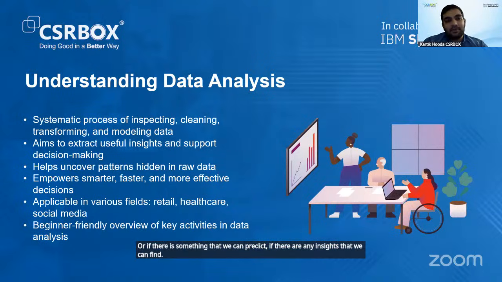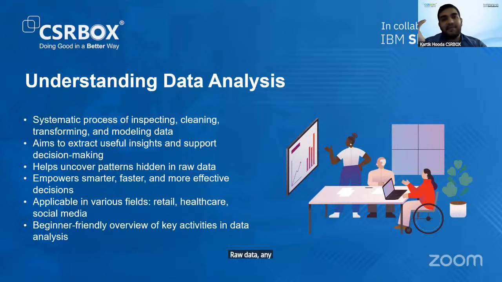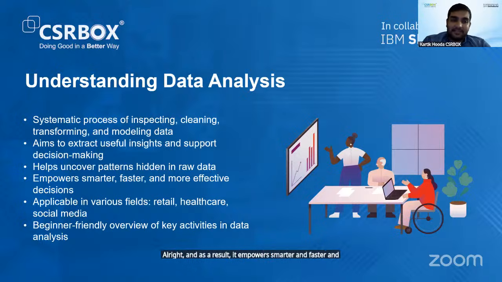And why is all that important? Because it helps us make better decisions. It helps us uncover patterns that might not be otherwise visible in raw data. A basic example of raw data can be a huge data set that has thousands of rows, let's say, in an Excel sheet. It has thousands of rows and columns, and you just do not understand a lot of repetitive stuff and a lot of similar stuff as well. But if you know the right techniques and the right tools to analyze that data, it proves highly beneficial. All right. And as a result, it empowers smarter, faster, and more effective decision making.